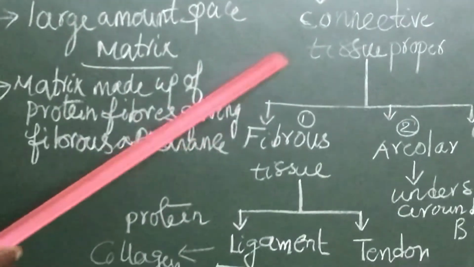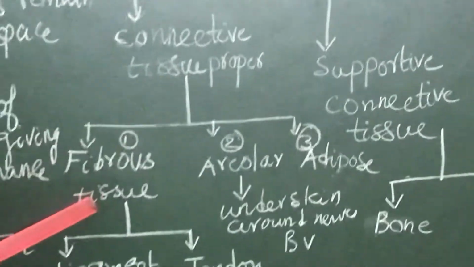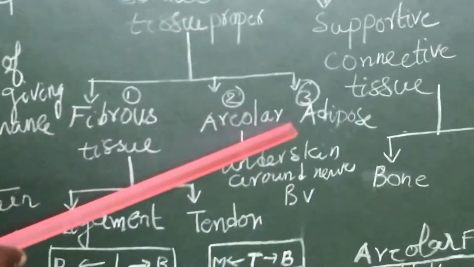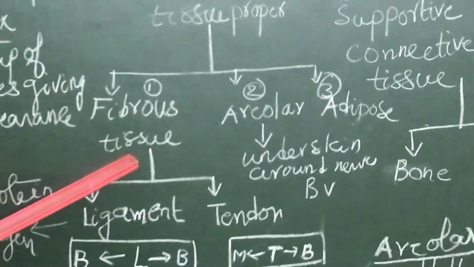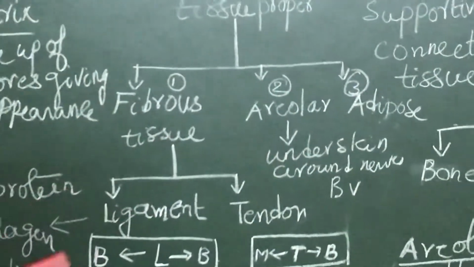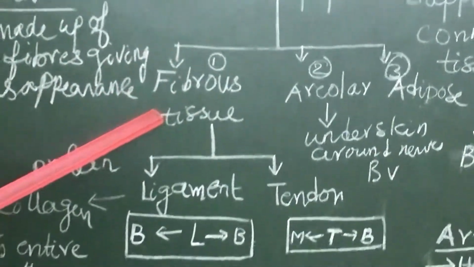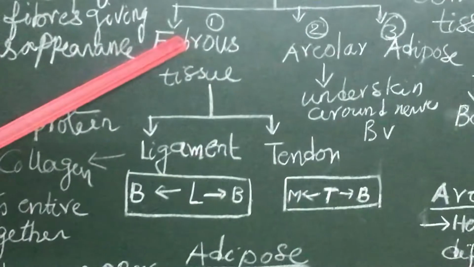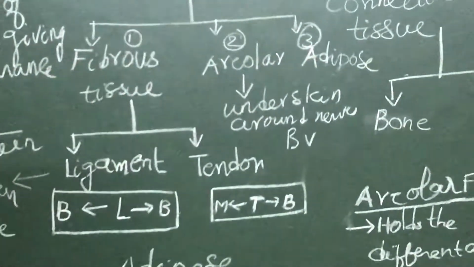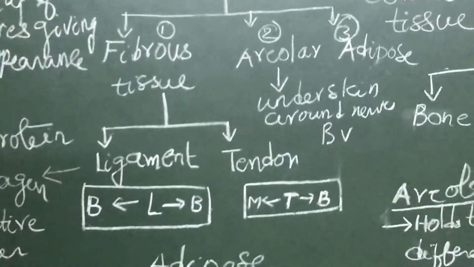Now this connective tissue proper is again divided into three types: fibrous tissue, areolar tissue, and adipose tissue. Okay, well children, let us discuss fibrous tissue, areolar tissue, and adipose tissue. Let us discuss fibrous tissue first.